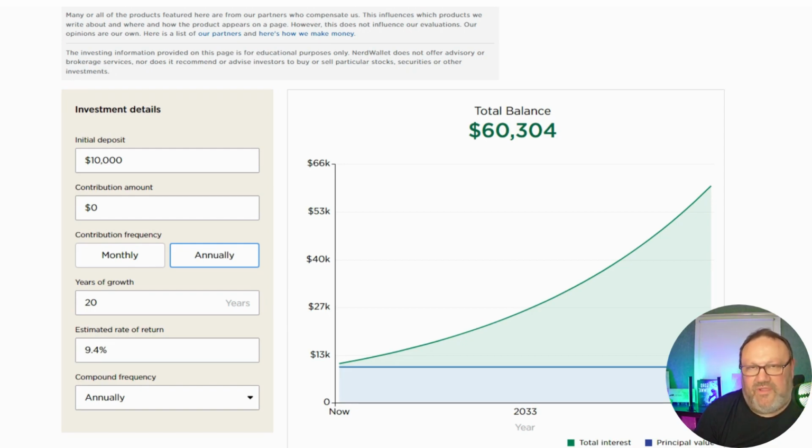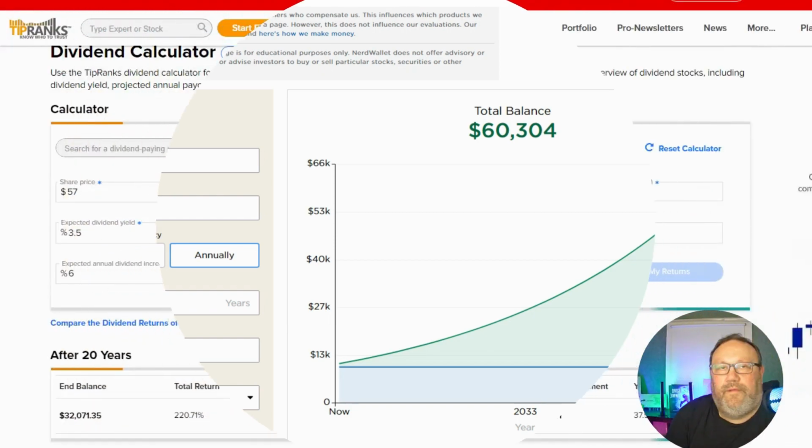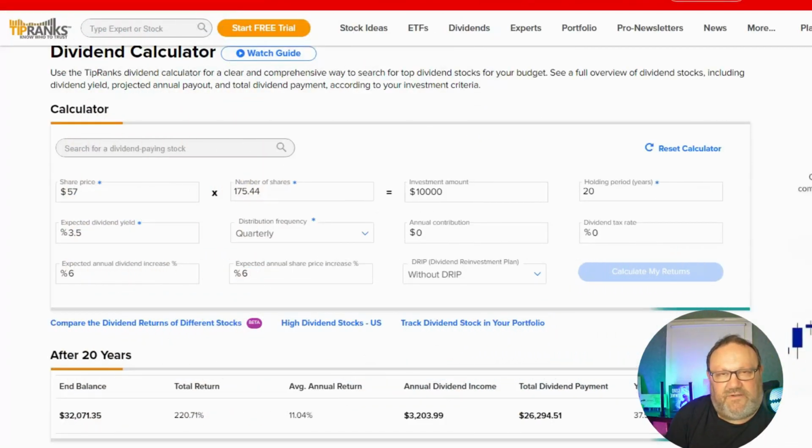When we turned on the DRIP, approximately, for argument's sake, $400 a year reinvested quarterly, that 60 turned to about 80. Well, I'm going to show you a new site that I've found, and it's one that I've known of before, that gets a lot more granular in these numbers, and it's a lot more exciting. This site is called tipranks.com, and this is the Dividend Reinvestment Calculator.